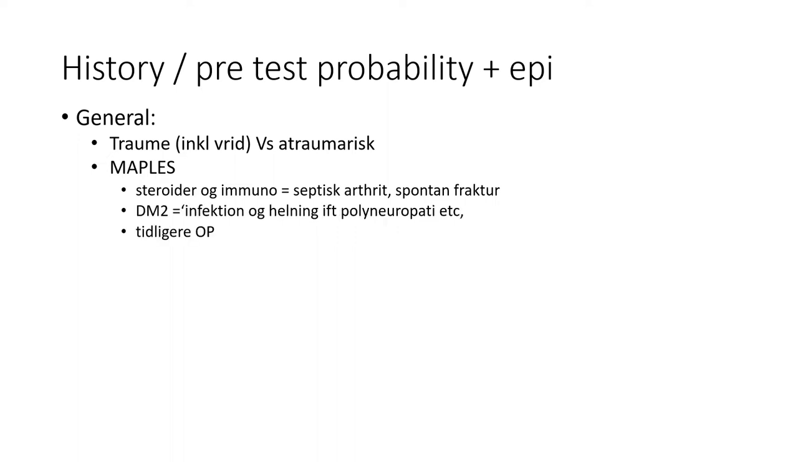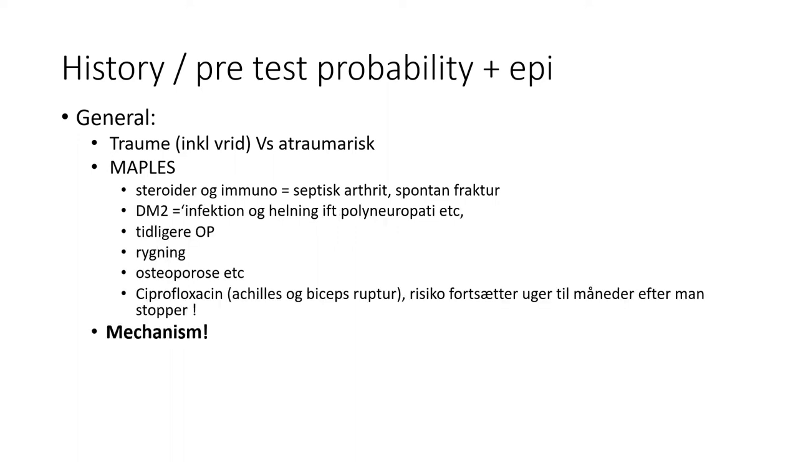For some of them, we have them here. So some medications that are important are like steroids and other immunosuppressants, especially if you think about septic arthritis, they will increase the risk of septic arthritis. And also if they are on steroids for a long time, then spontaneous fractures on osteoporosis, early onset osteoporosis, is a big thing.